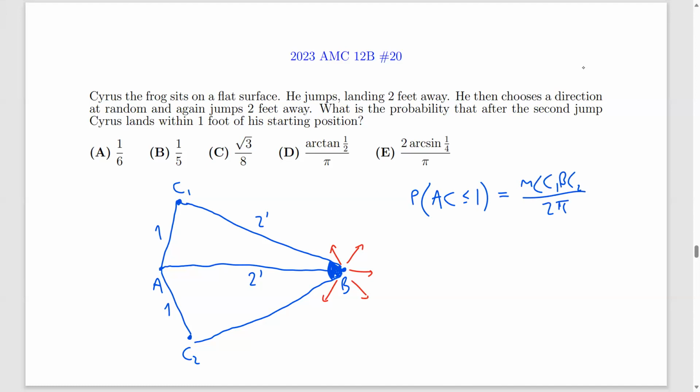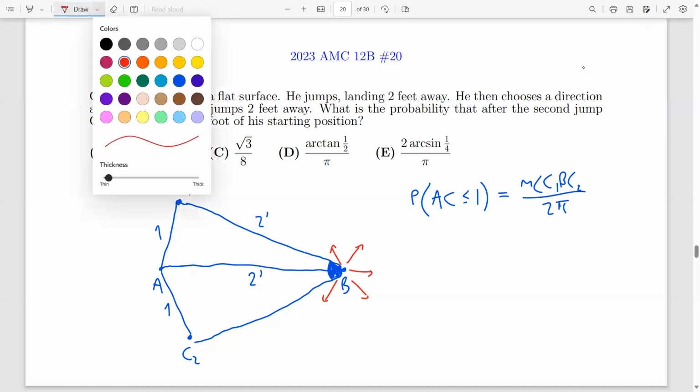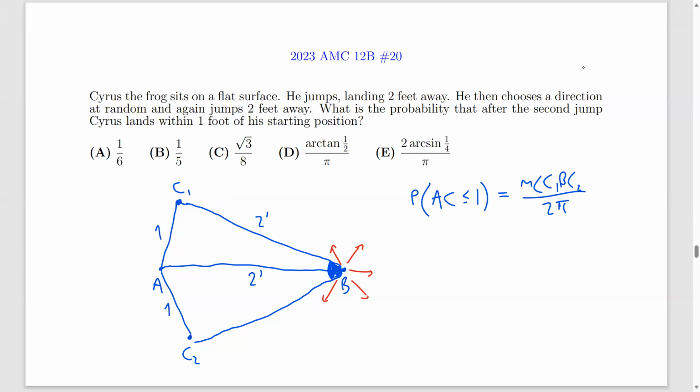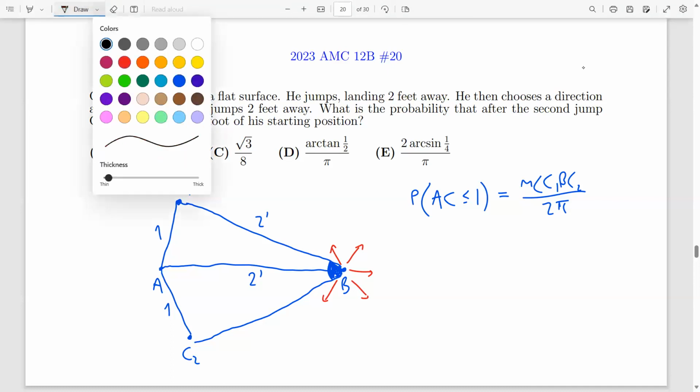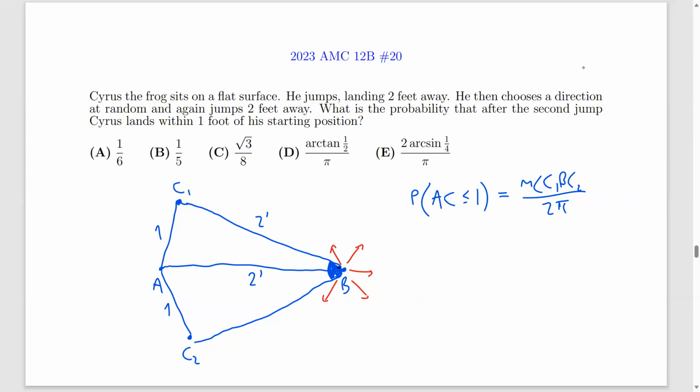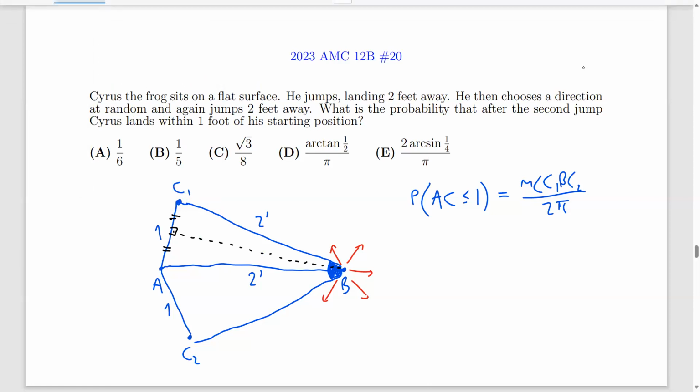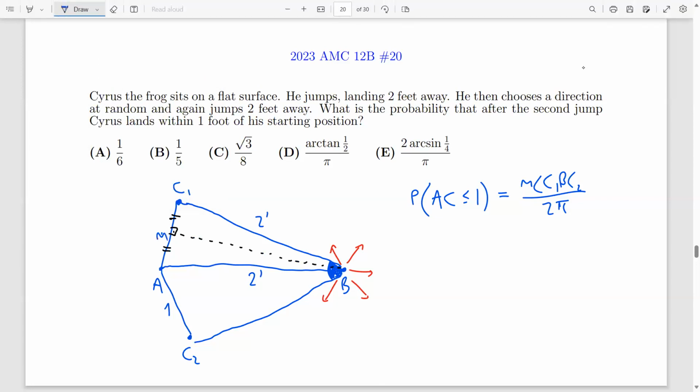So in order to figure out this angle C1BC2, I'm going to drop an altitude from B onto AC1, since we can notice that ABC1 is isosceles. So let's drop an altitude from B onto AC1. Because it's isosceles, this altitude is going to bisect AC1. Therefore, if M is the midpoint of AC1, then MC1 is a half.